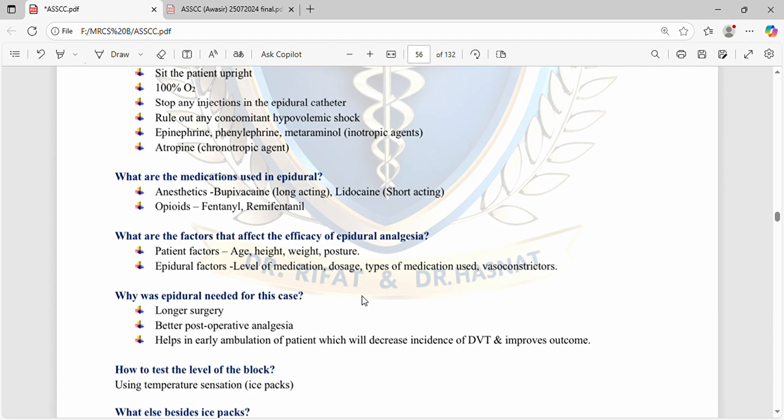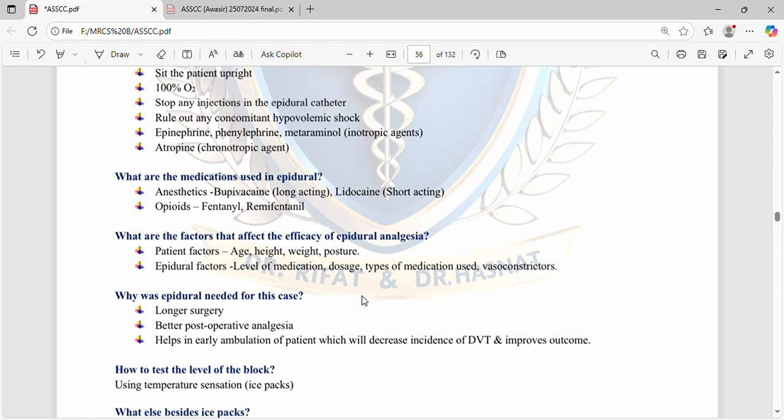Why was epidural needed for this case? Longer surgery, better postoperative analgesia, and it helps in early ambulation of the patient, which will decrease the incidence of DVT and improve outcome. So, in spite of GA, general anesthesia, the hospital stay is short, the patient can move, so it will decrease DVT and also pulmonary issues and any other issue. Better postoperative analgesia for the patient.